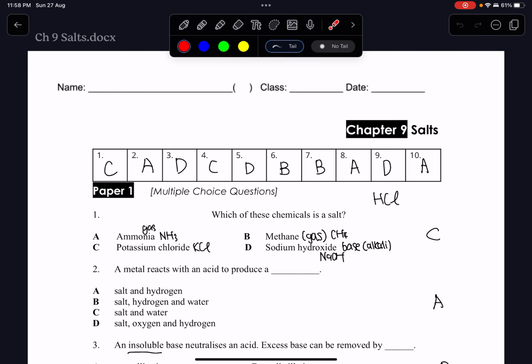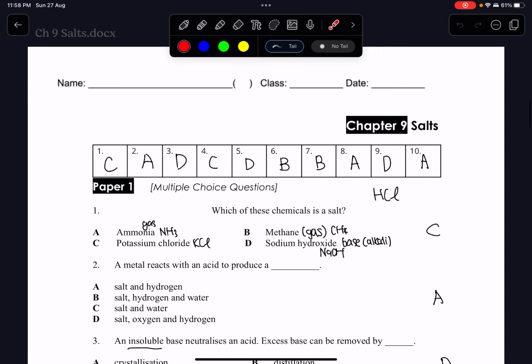Okay, you can pause the video here and do your corrections for the MCQ first, before I proceed to explain all the answers. Now I'll start with question 1.